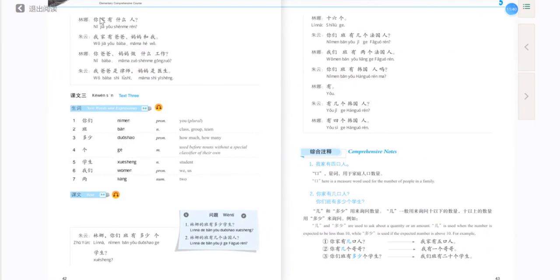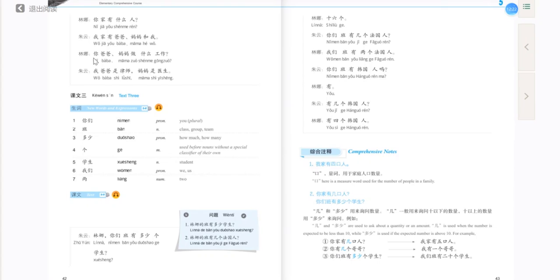Okay, next line. 你家有什么人? So, your family have what people? Which means who are they, right? Who is there in your family? 你家有什么人? And Zhu Yun answered, 我家有爸爸妈妈和我. Literal translation: my family have father, mother, and I. Which means they are my father, my mother, and I, right?